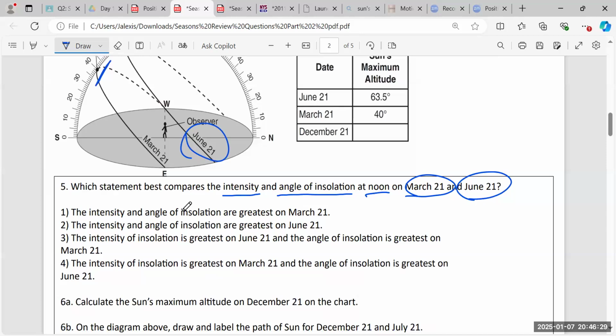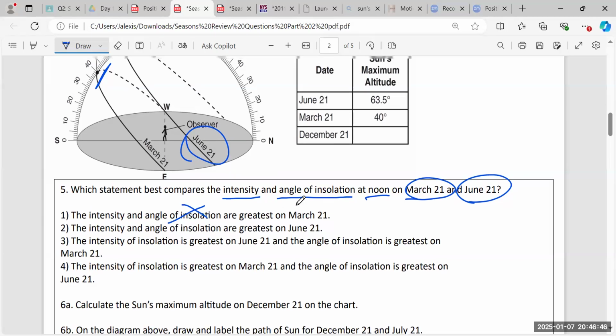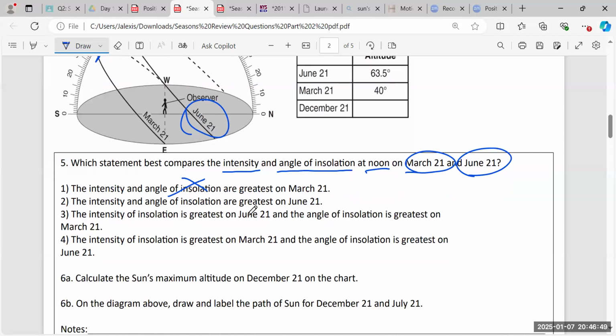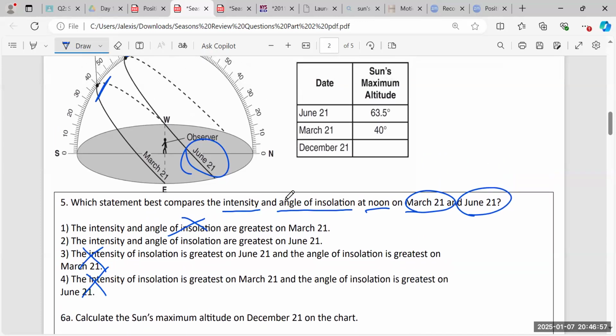So that means the intensity and the angle has to be greatest, right, on June 21st. It's not going to be March 21st because the June 21st angle of insolation is higher, right? It's not going to be mixed up like choice 3 and choice 4. If you have the higher angle of insolation, you will have the higher intensity of insolation. And that's why the correct answer is choice 2.